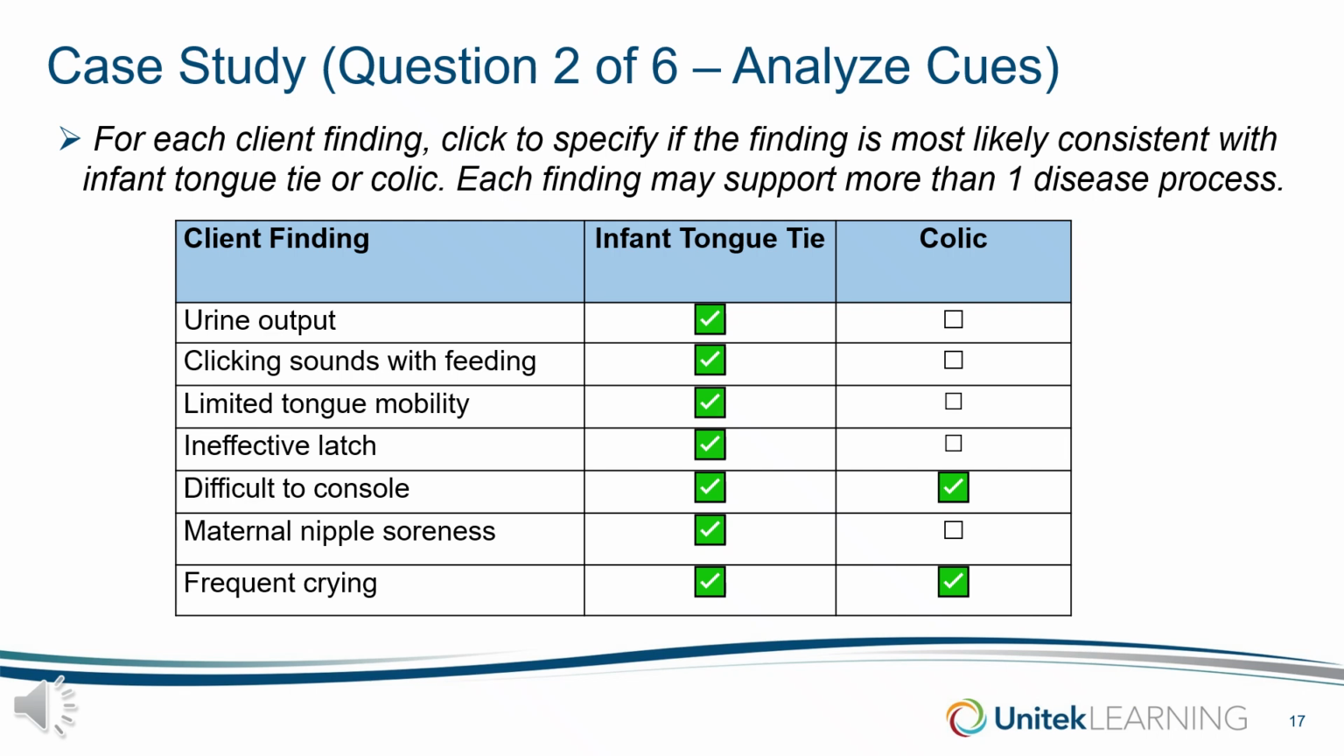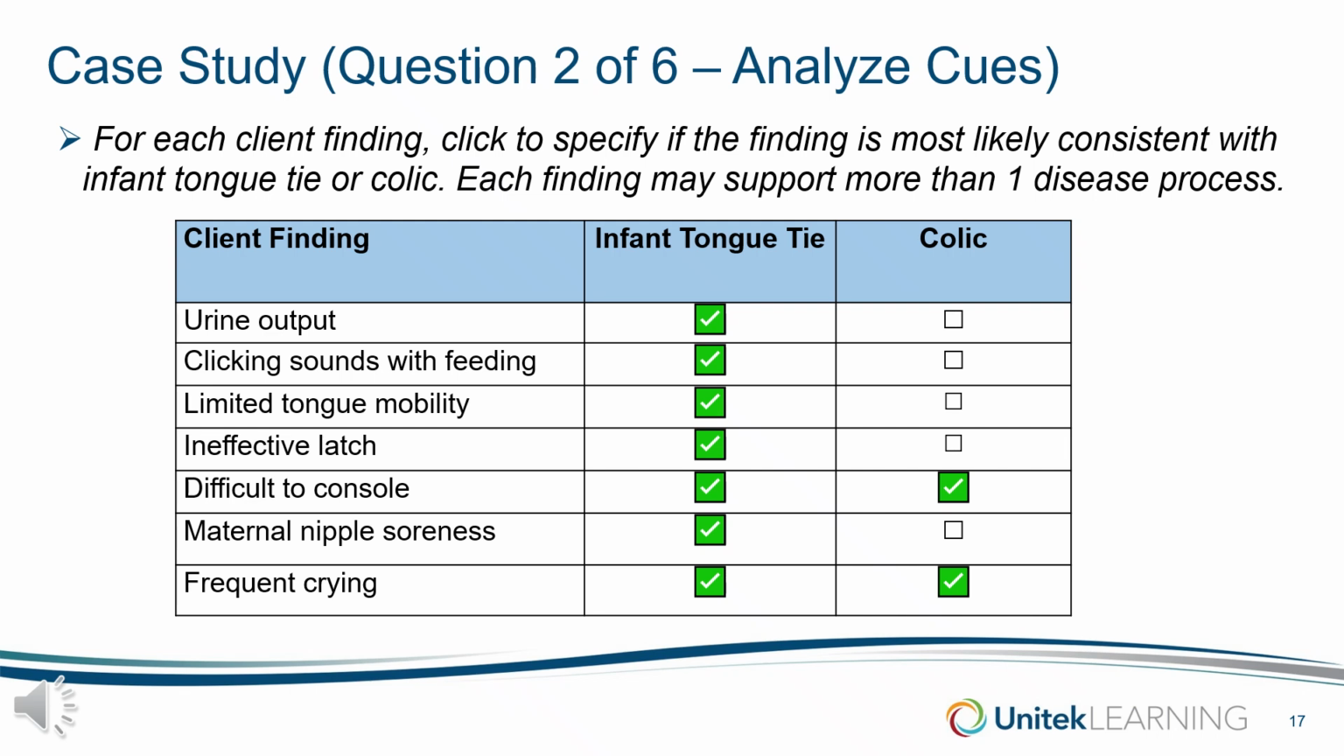Hopefully using that one box method helped you get closer to selecting all of the right options. Remember, on NCLEX you have more time. So be sure to practice taking your time and not rushing yourself through these boxes or these tables. All of the findings here selected in green are consistent with infant tongue tie. Being difficult to console along with the frequent crying are the only findings that are consistent with concern of colic.